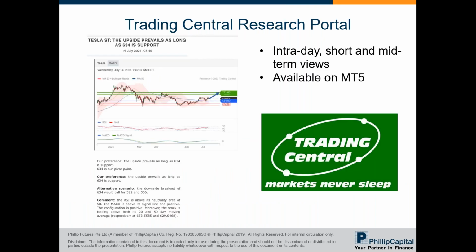For our company, we employ this website called Trading Central. They give inputs on a daily basis, sometimes even more than once a day, depending. You can just take a look. This is for Tesla. They give you some input based on technicals, like RSI, MACD, moving average, and other indicators. They give input on whether they think the price is going to go up or down based on technicals. You can access this on our MT5 platform, so if there is a counter that you are interested in, you can take a look.